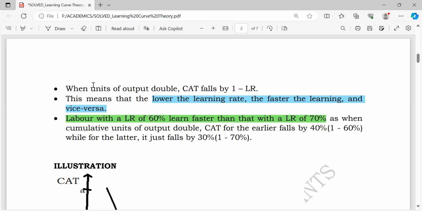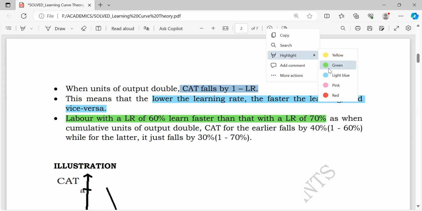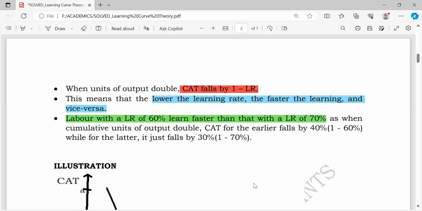This is because when units of output double, cumulative average time falls by this one. And to know which learning rate is good, we take a look at the fall of the cumulative average time. If cumulative average time falls much more quickly, it means that labor learns much more quickly. Why? For 60%, cumulative average time would fall by 40% because it is 1 minus 60%.